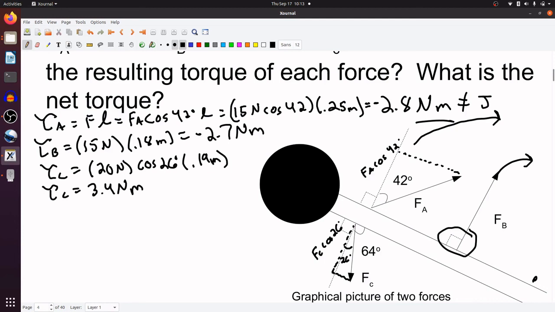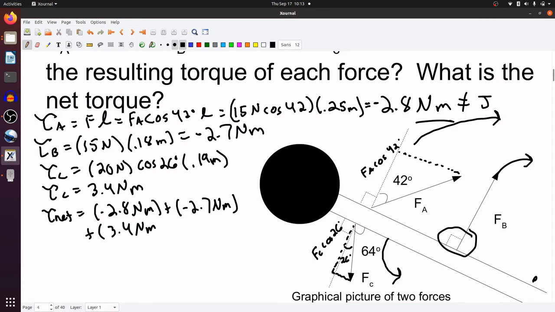And this is going to be positive because it's going to rotate counterclockwise around the pivot point. Because if I take that force and pull it down, it'll rotate in the counterclockwise manner. And so to figure out your net torque, just like we figure out our net force, we add them all together. So I take a negative 2.8 Newton meters, add that to a negative 2.7 Newton meters, add that to a positive 3.4 Newton meters.